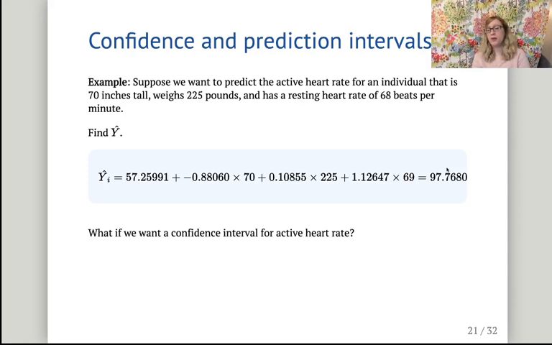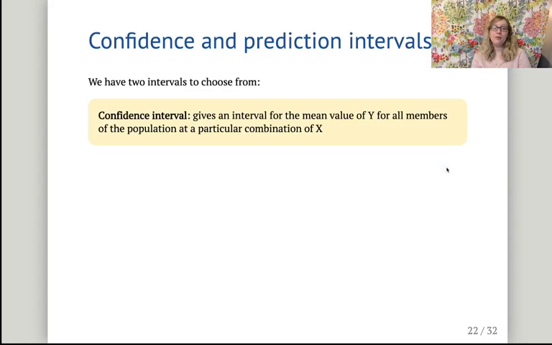Additionally, what if we want a confidence interval for this active heart rate? What if I want to know how much I would expect this to vary? Well, we actually have a choice to make. There are two intervals that we can use with a multiple regression model. We can use a traditional confidence interval, or we can use what's called a prediction interval.